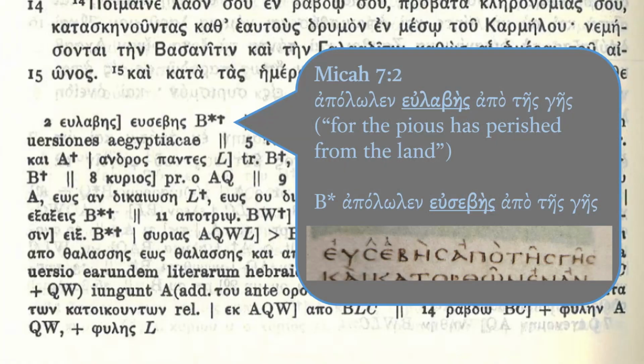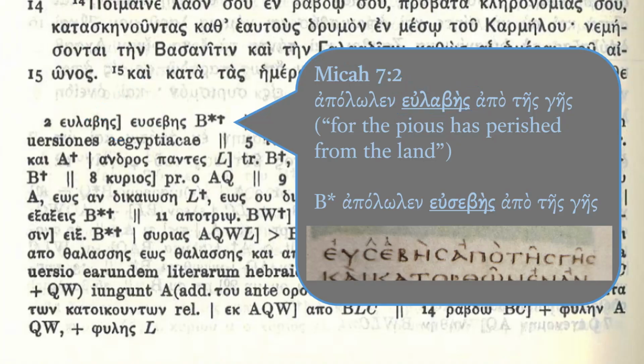If you look at Micah 7:2 from Rahlfs, and this is just a portion of it, and this is farther up on the page, but it's not shown on the screen, you'll see it's apollolen Eulabes apotes geis, and that can be translated "for the pious has perished from the land." And so what Rahlfs does is takes this word and puts it right here as the lemma. And then he puts that right bracket there to show you, okay, let me give you a list of variants for that word.